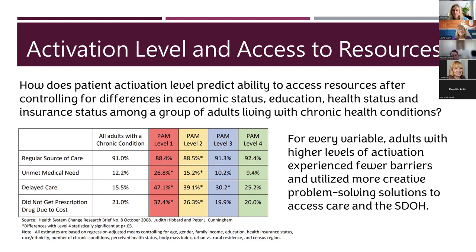So for adults with a chronic condition who have a regular source of care, we see that more who are highly activated than those at the lowest level have a regular source of care. And we find that fewer of them didn't get their prescriptions filled than those who had lower levels of activation. So again, being a more highly activated patient makes a difference.